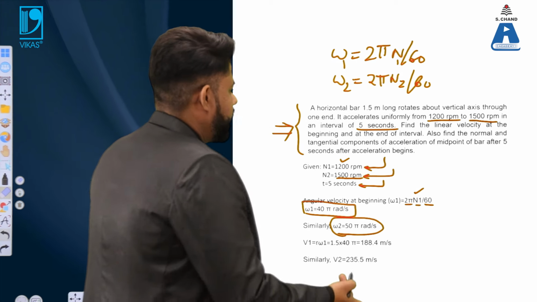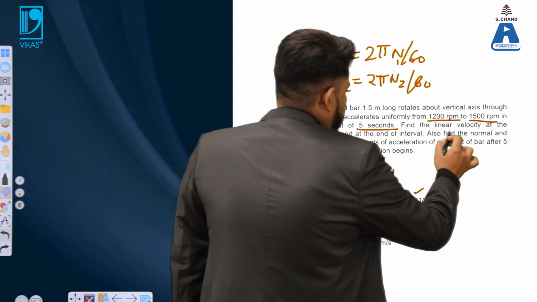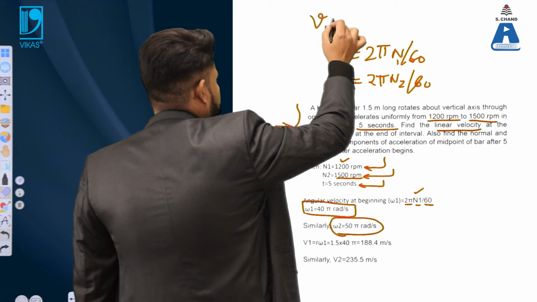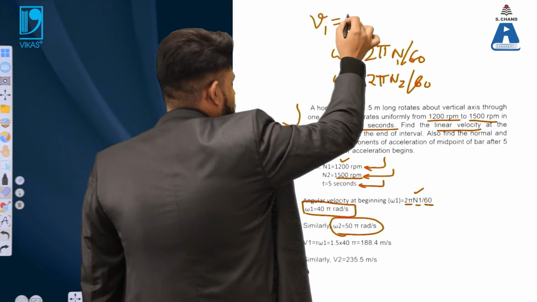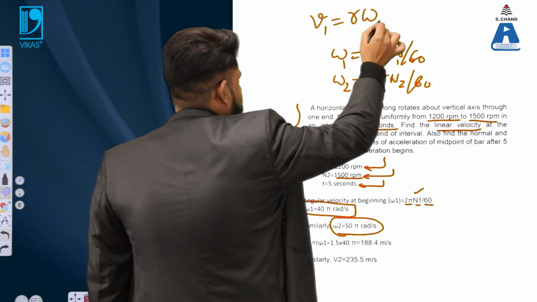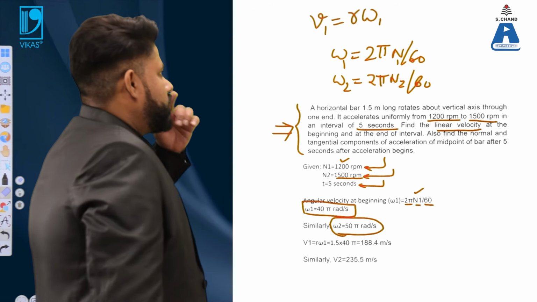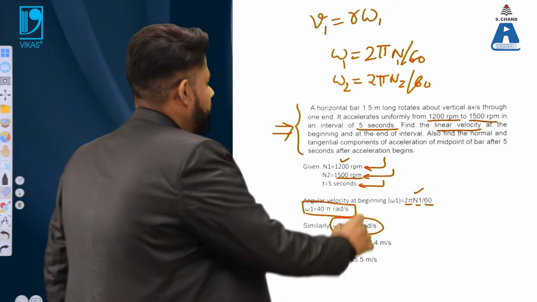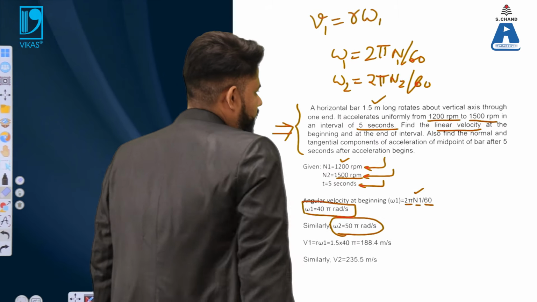Now what was required in the question? You were required to find out the linear velocity. The linear velocity and angular velocity have this relationship: v equals r omega. So for V1, it is mentioned that the length is 1.5 meter.